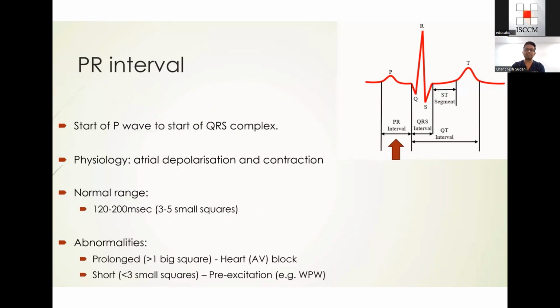The normal range is about 120 to 200 milliseconds, which is roughly 3 to 5 small squares. If you find that the PR is more than 5 small squares, you should think about AV block. And if you find that the PR is less than 3 small squares, there can be a possibility of pre-excitation, where your ventricular contraction starts a little bit earlier.